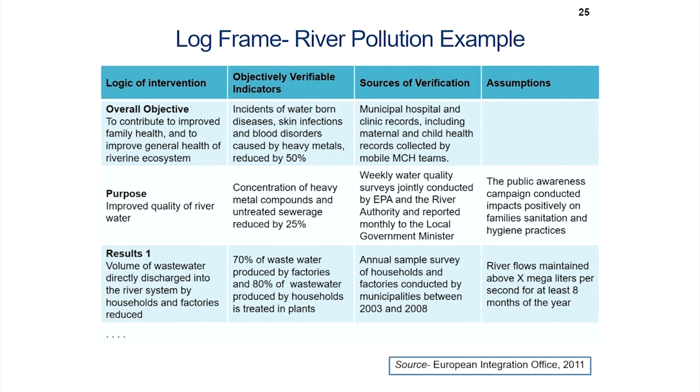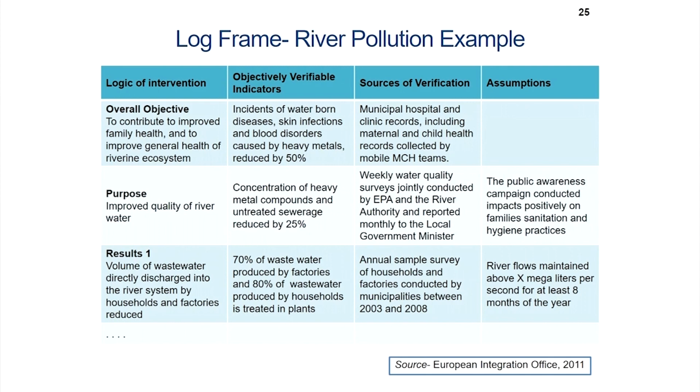Results: volume of wastewater directly discharged into the river system by households and factories reduced. Then you go to the assumptions column, beginning with river flows maintained above x megaliters. Public awareness campaign conducted impacts positively on family sanitation and hygiene practices. Then you go to the objectively verifiable indicators: incidence of waterborne diseases, with municipal hospital and clinic records as the source; for the OVI, concentration of heavy metal compounds. Sources of verification: weekly water quality surveys. For the OVI, 70% of wastewater produced by factories and 80% of wastewater produced by households treated in plants. Annual sample survey of households and factories conducted by municipalities between 2003 and 2008.